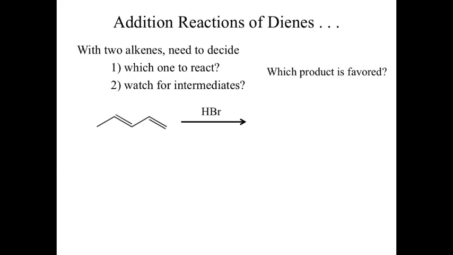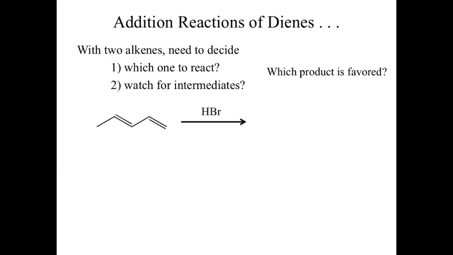So, addition reactions with dienes. Back to looking at our dienes real quickly. With two alkenes, we need to decide a couple different things. First off, which alkene is the one that reacts? And then we also have to watch out for intermediates. And as a very final caveat that might help you elucidate where this is going, we've got to think about what product is favored in this.